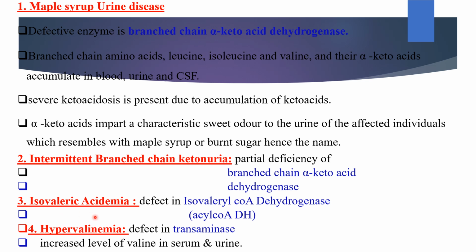Then followed by isovaleric acidemia. The defect is in the isovaleryl coenzyme A dehydrogenase in the valine pathway. And then hypervalinemia is due to a defect in transaminase, and there is a significantly increased level of valine in serum and urine.